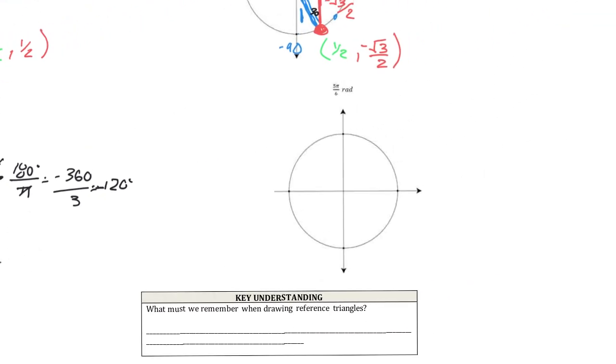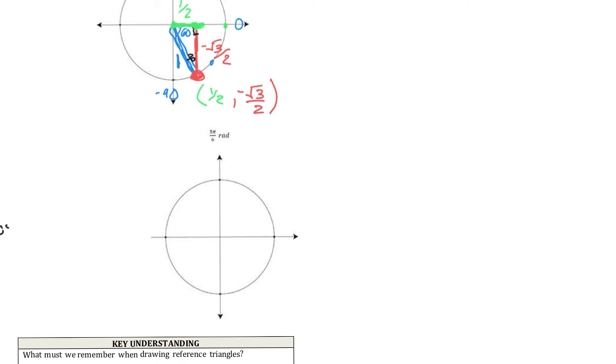Kind of tough, but we're getting there. Takes some practice. So if we want to try this one on our own, just pause the video and then hit play, and I'll show you the answer.